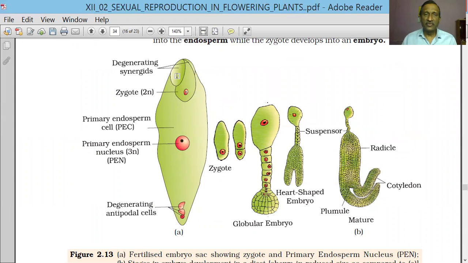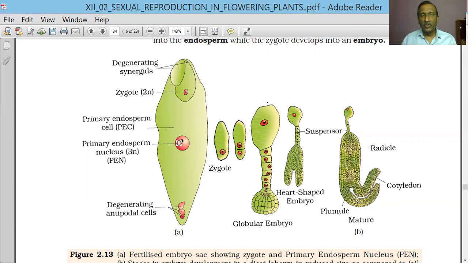In the ovule, we find two synergids, and this is the egg, which after fertilization forms the zygote. This is the endosperm, which is formed after fertilization from the diploid, or two haploid pollen nuclei. These are the antipodal cells, and antipodal cells are of no use. They do not have any role to play, so they will degenerate. So it is written here, degenerating antipodal cells.